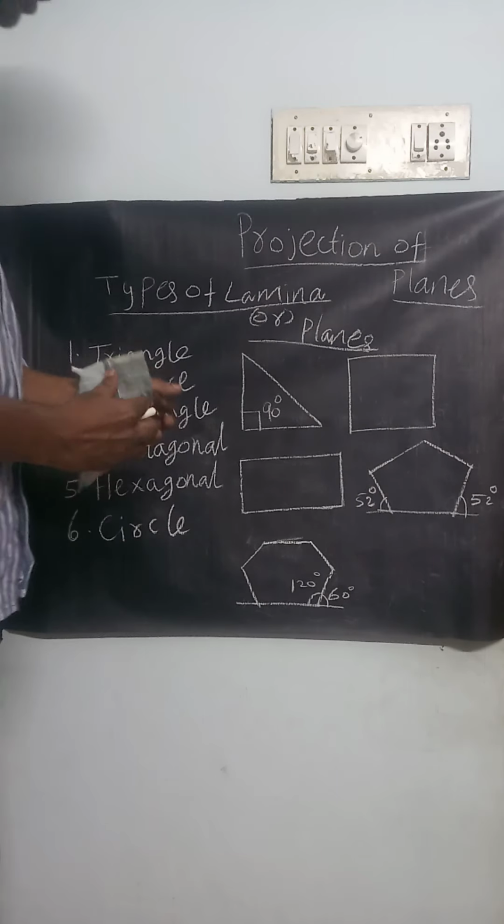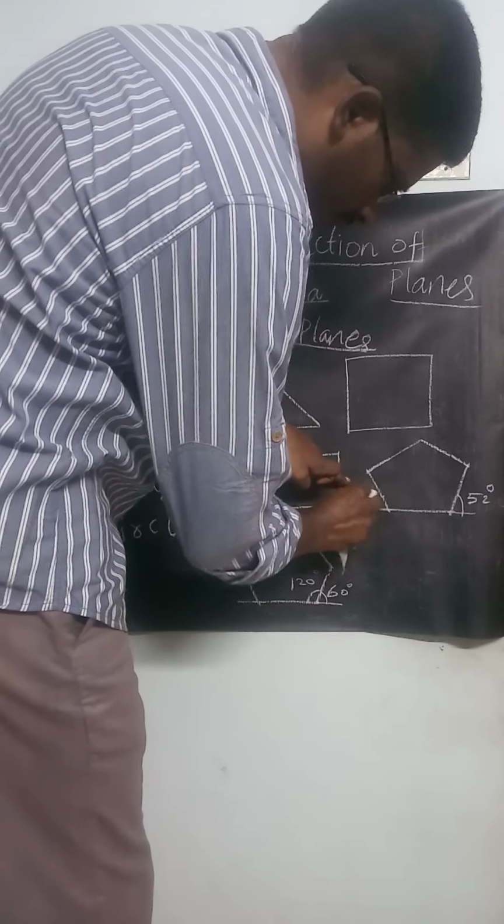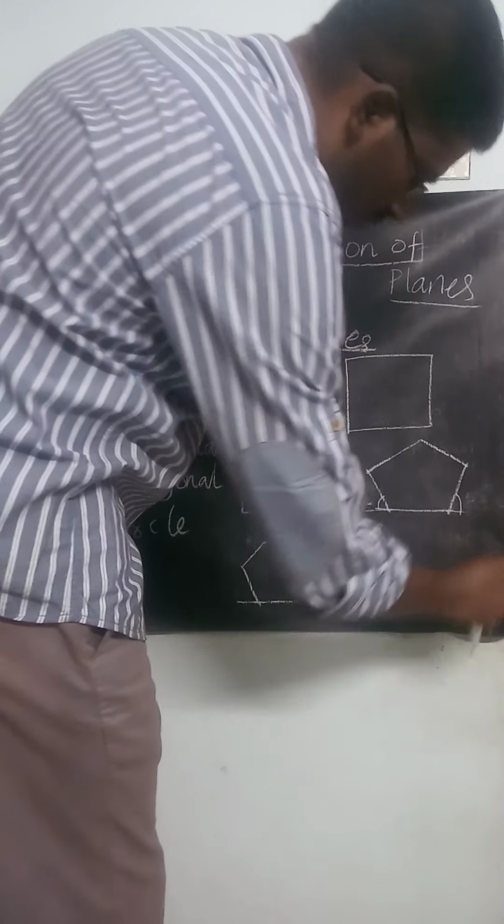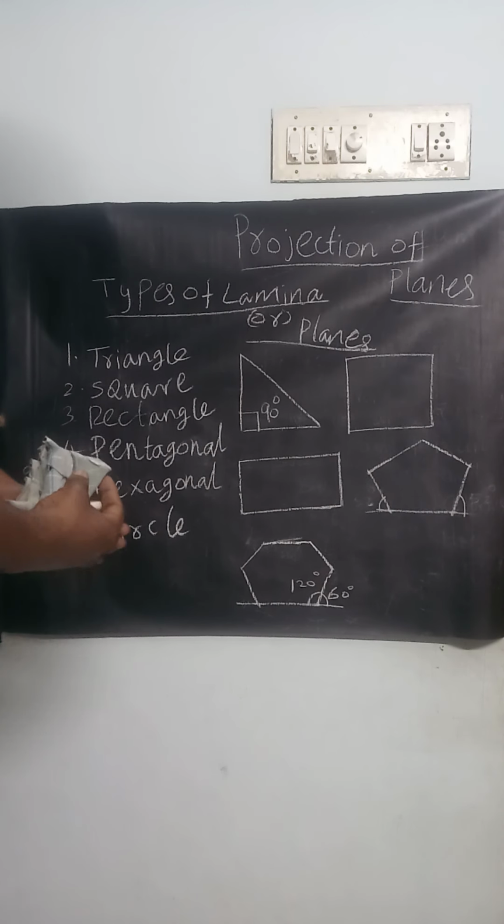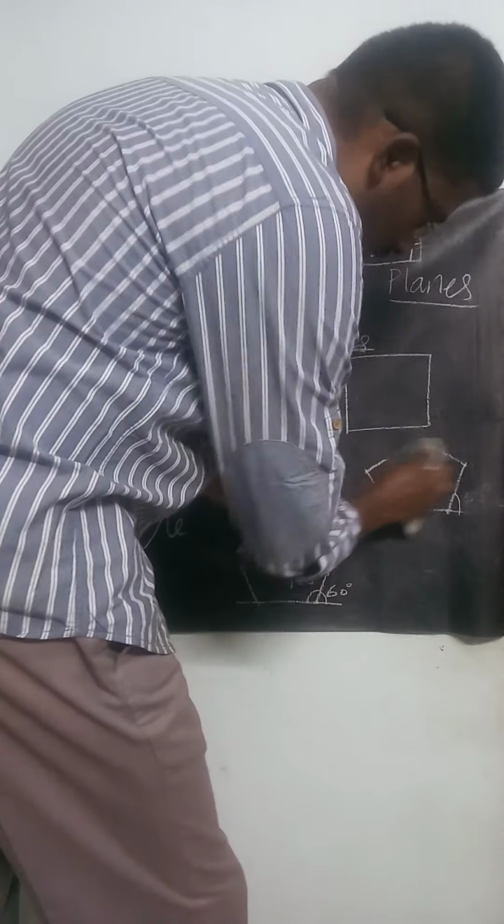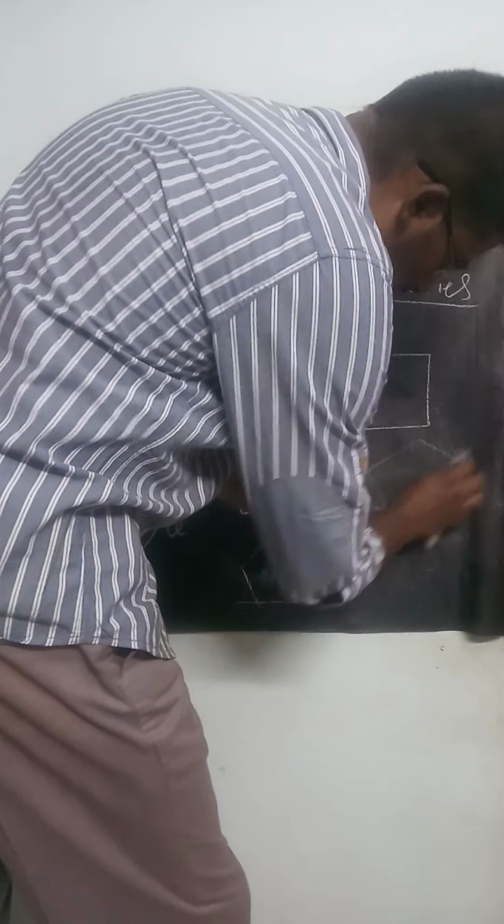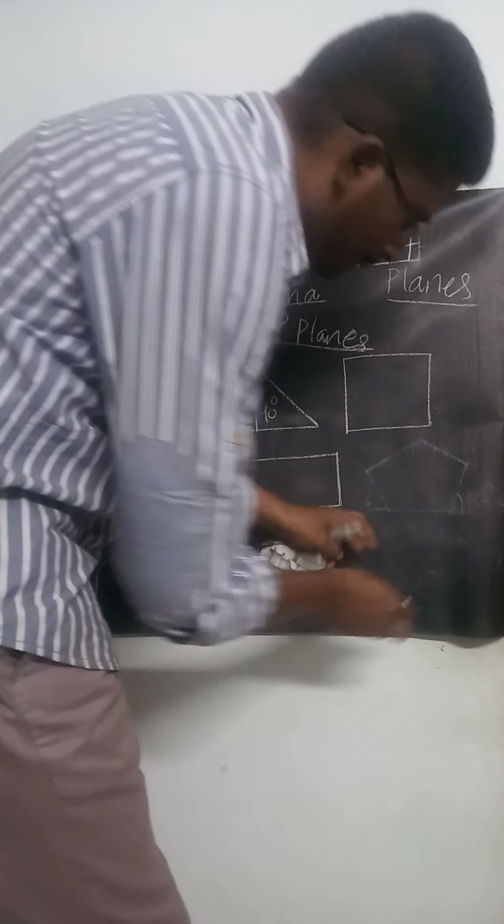And next one, how to draw the pentagonal or hexagonal. This is a pentagonal, this is a hexagonal. Okay, so see how to draw your pentagonal shape. We can see. So that is a pentagonal shape you can draw.